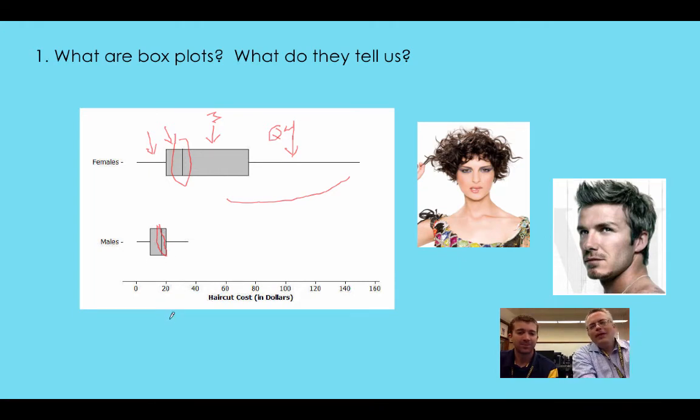But anyway, graphs are for comparing data, and they show the center and how spread out the data are. We can see the shape: the females are more skewed, and the males are more symmetrical. We'll worry about outliers when we do modified box plots. So let's see how to draw this.